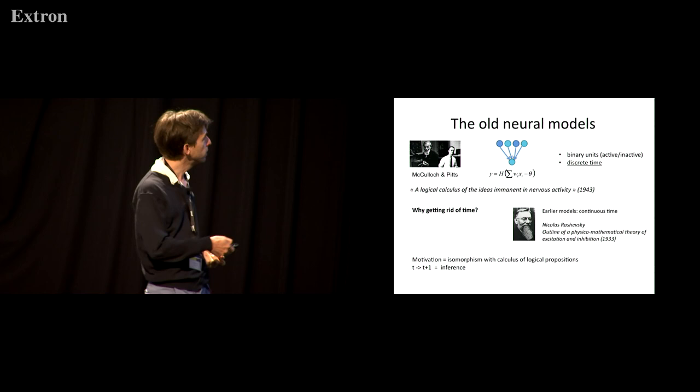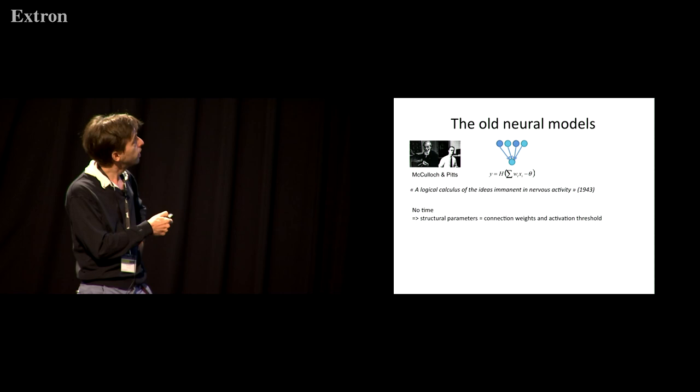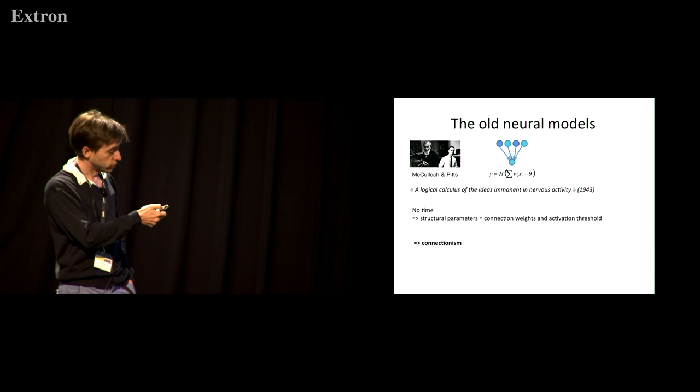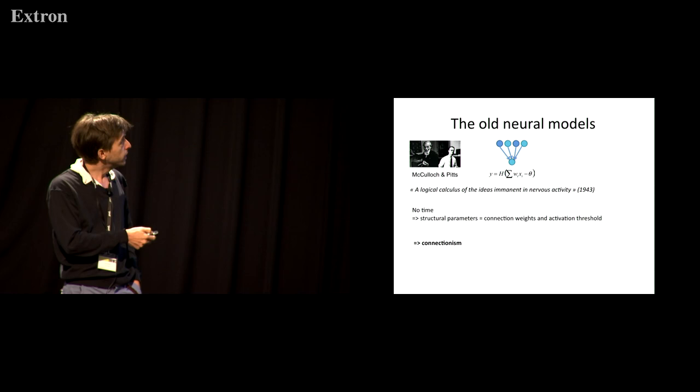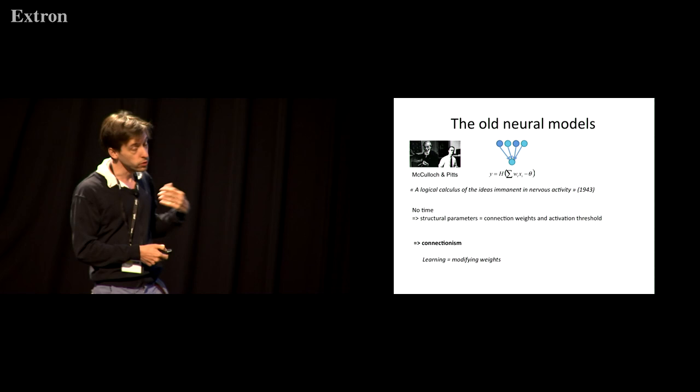If you make the assumption that time is not important and you're just applying operations on activities, then the most important parameters in your system are the weights, parameters that correspond to each of the connections. And of course, a few parameters that correspond to the function that is applied, in particular the threshold. From that follows connectionism: the idea that neural network function is mostly determined by these structural parameters, and so learning consists in modifying those weights.